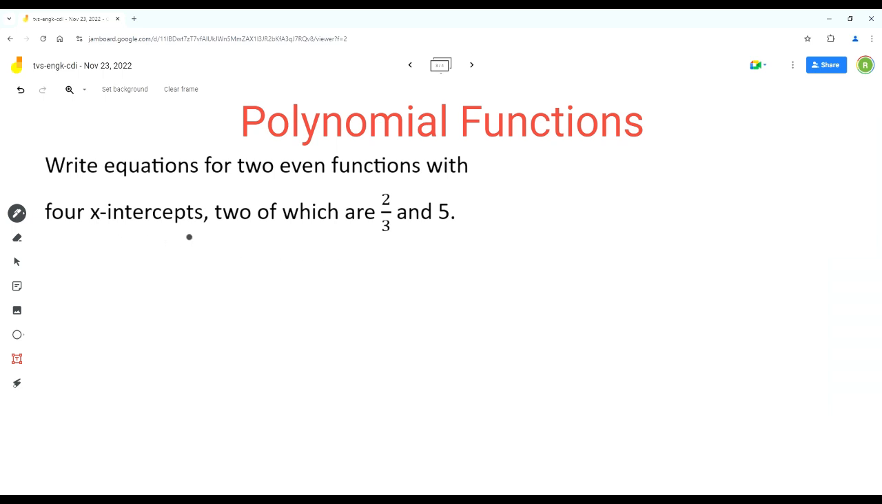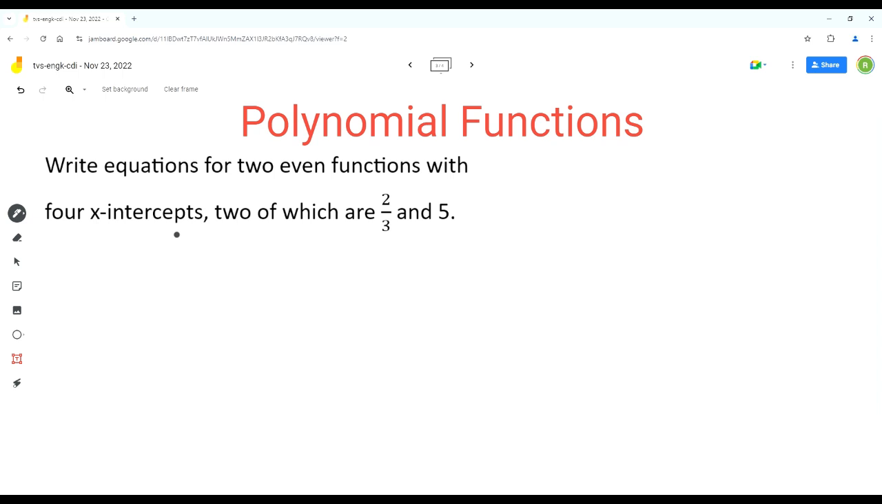An even function is a function which has line symmetry about the y-axis. Another way to define an even function is a function whose graph doesn't change when the function is reflected across the y-axis. So these are some important concepts we need to understand and memorize to solve this type of problem. The degree of an even function is even. And since this function has 4 x-intercepts, that means the minimum degree for these functions should be 4.